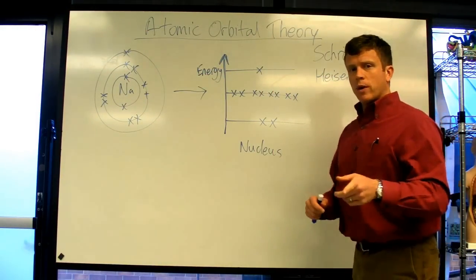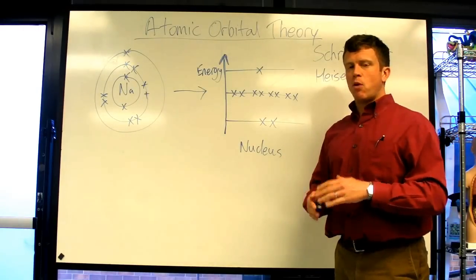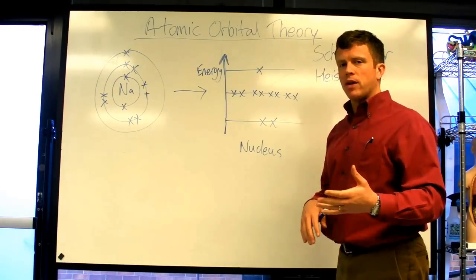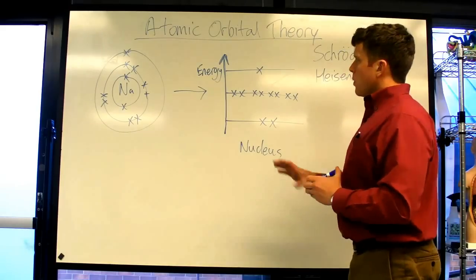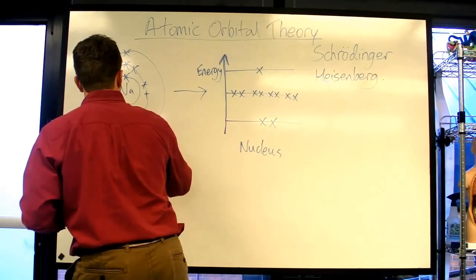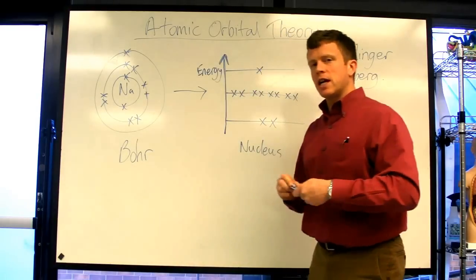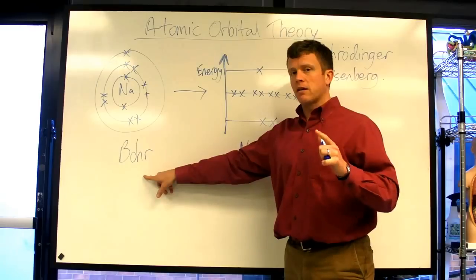Hello, in this video we're going to be talking about atomic orbital theory. This is a more advanced way to think about how the electrons are arranged inside an atom. We need to go back in time a little bit to the early 20th century and talk about Bohr's contribution to atomic theory.